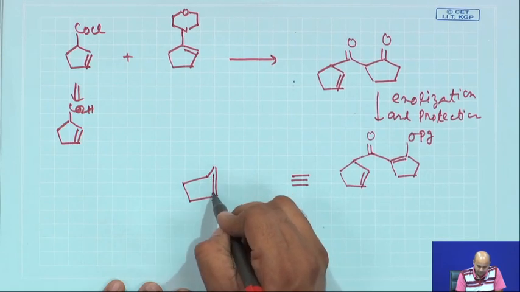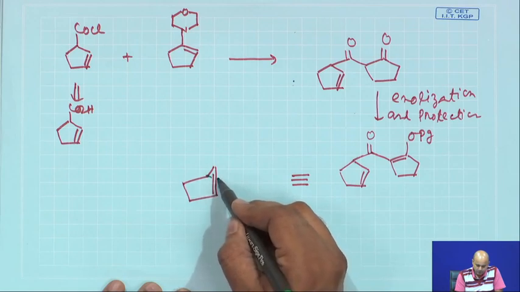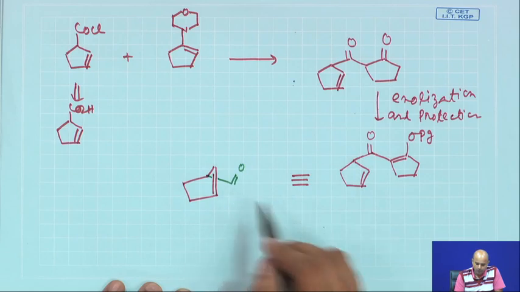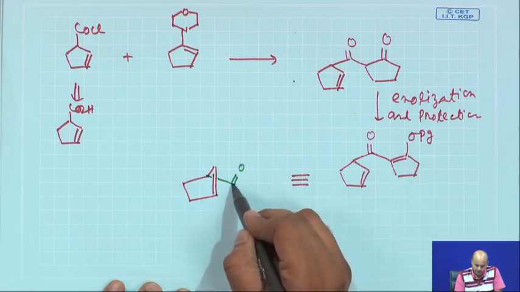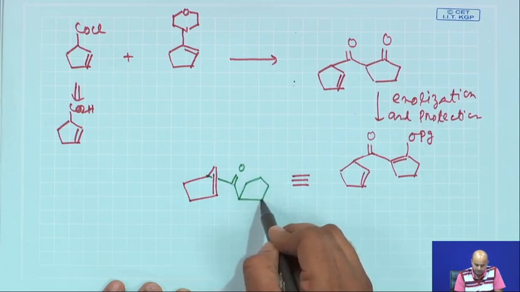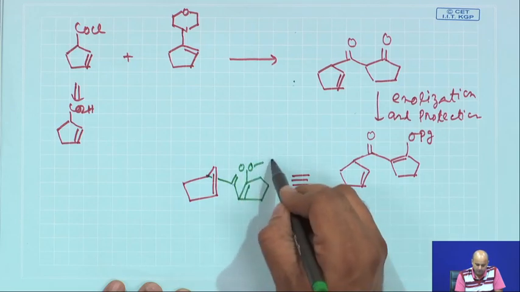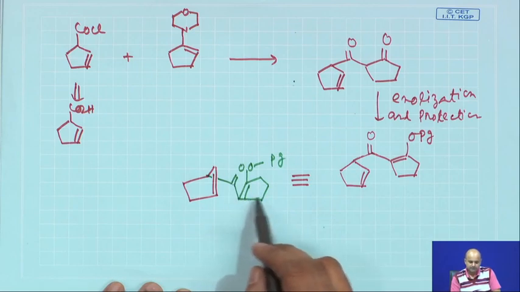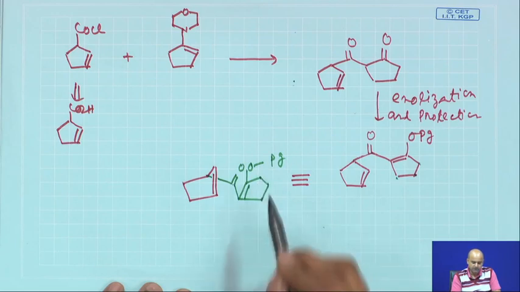This is your one part, this is your this part, then you try to squeeze the bond from here, you have your CO, then this entire part which basically gives this cyclopentane thing, which is OPG. Is it now clear? The CH2 remains here, CH2 remains here.